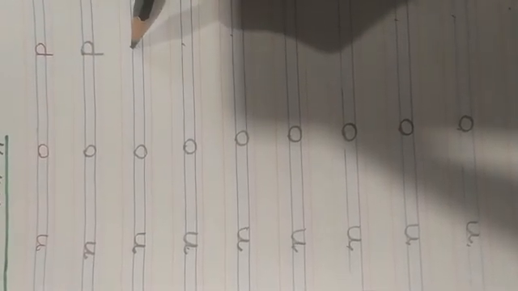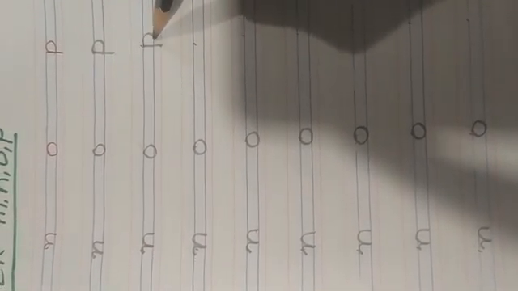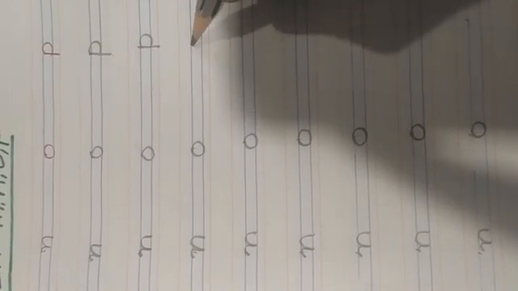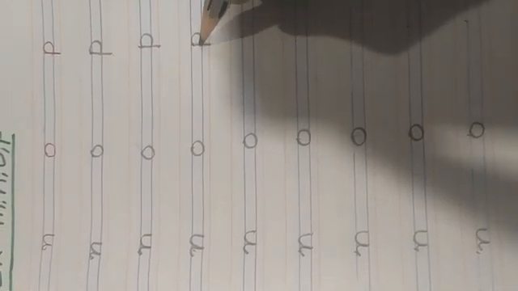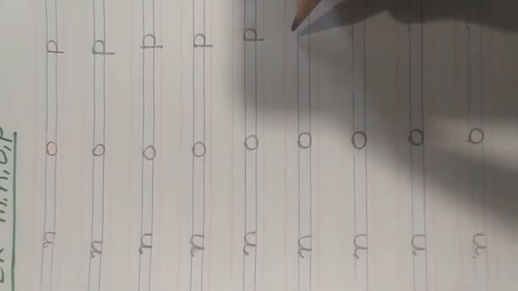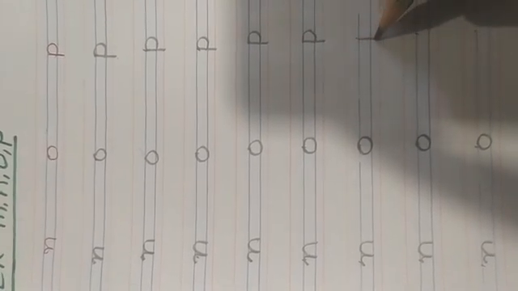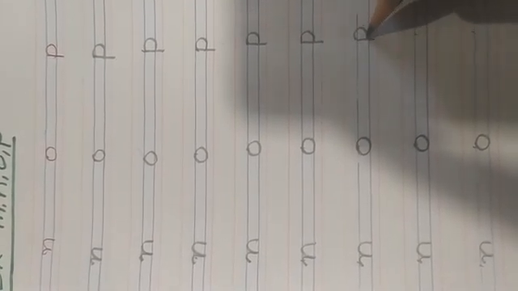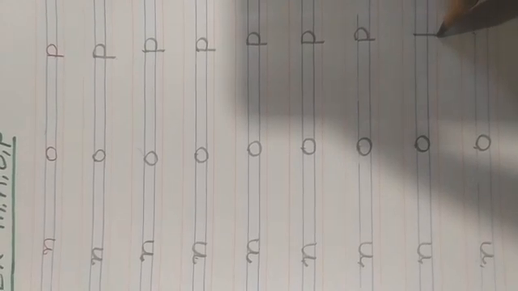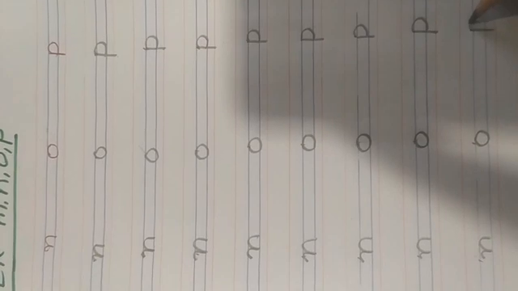Look. Start with second line to the last line. Standing line. Then make a curve. Okay. This is a small letter P. Standing line. Curve. Standing line. Curve. So here we write our four small letters.